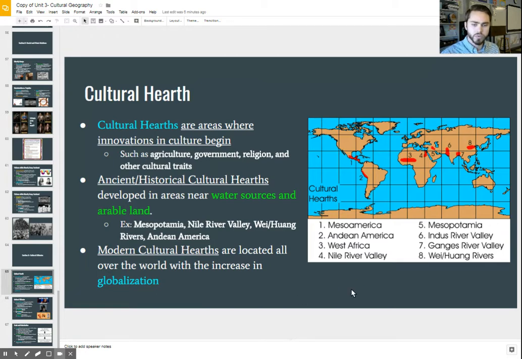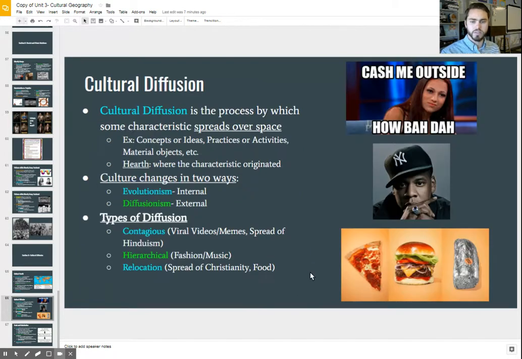So moving from its cultural hearth, we take a look at some of the types of diffusion. Again, this is how it spreads across the world or spreads across space. This could be a material culture item such as a phone or clothing style, or it can be something that is non-material like an idea such as a religion or a particular language. And how these things spread, there are a couple different ways. They obviously originated at their hearth, and they do one of two things, generally speaking.